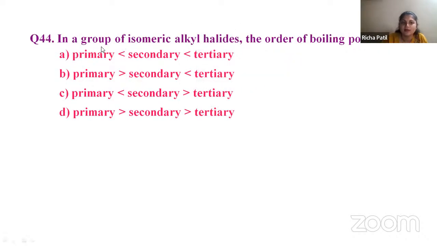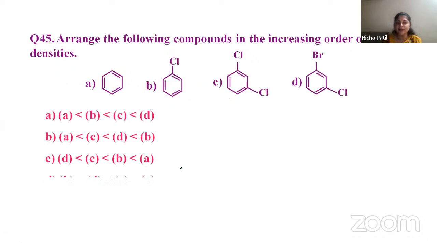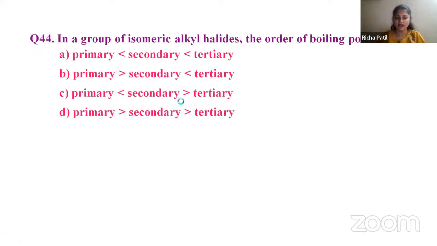In a group of isomeric alkyl halides, what is the order of boiling points? Alkyl halides with branching and more spherical shapes have lower boiling points as a result of their smaller surface area. Thus primary will be higher than secondary and then tertiary. So which is the correct answer? The correct answer is D.